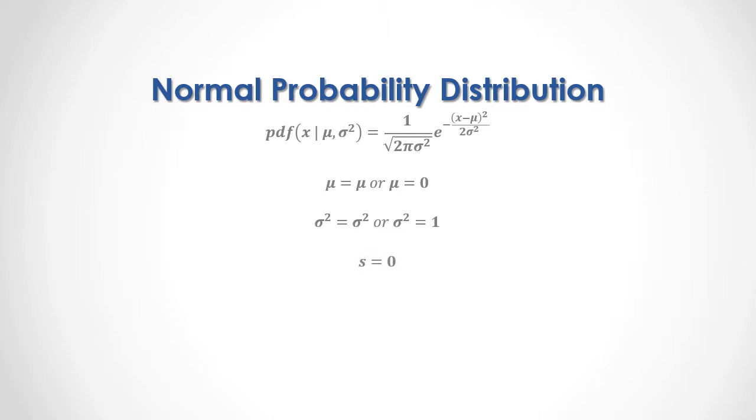Normal and standard normal probability distribution have a skewness equal to 0. Normal and standard normal probability distribution have an excess kurtosis equal to 0. The reason for that is that normal and standard normal probability distribution have a kurtosis equal to 3.